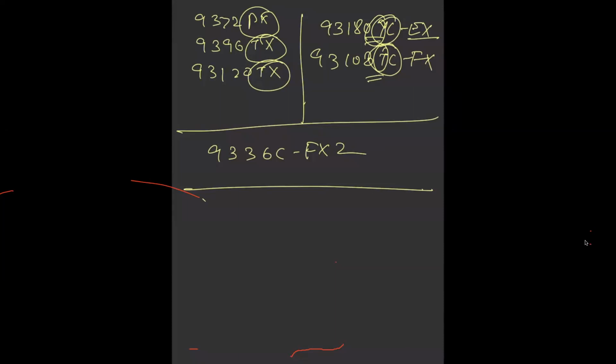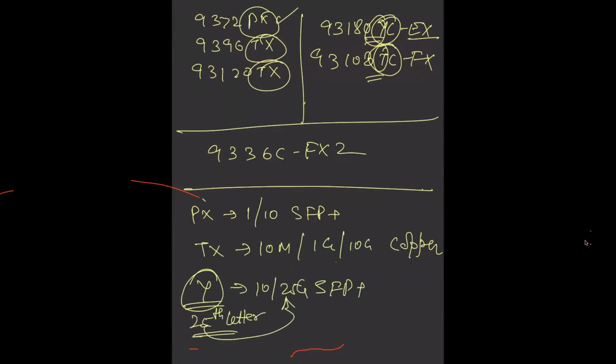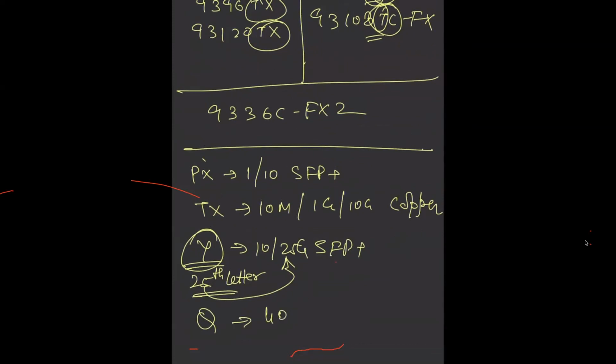So if you want to talk about the fiber, this is what it represents. PX represents 1 or 10 gig SFP plus port. Your TX is going to be 10 MB, 1 gig or 10 gig, but it is copper. Y is used for 10 or 25 gig SFP plus. Y is the 25th letter of the alphabet, that's why mostly it is used with 25 gig ports. Then wherever you find the letter Q, that represents 40 gig, basically QSFP plus. C represents 40 or 100 gig.